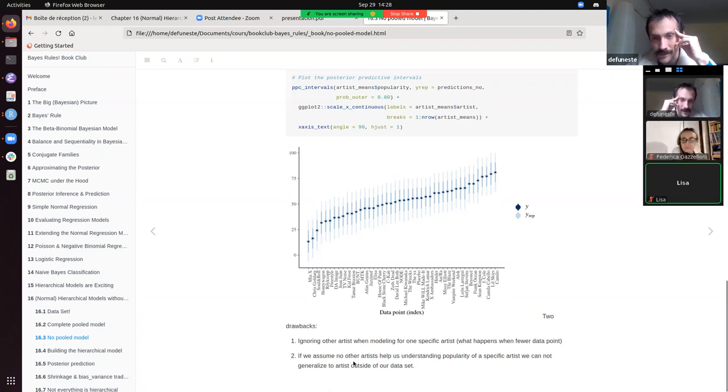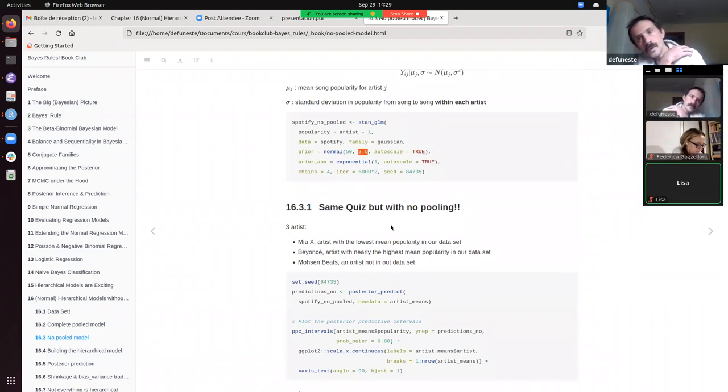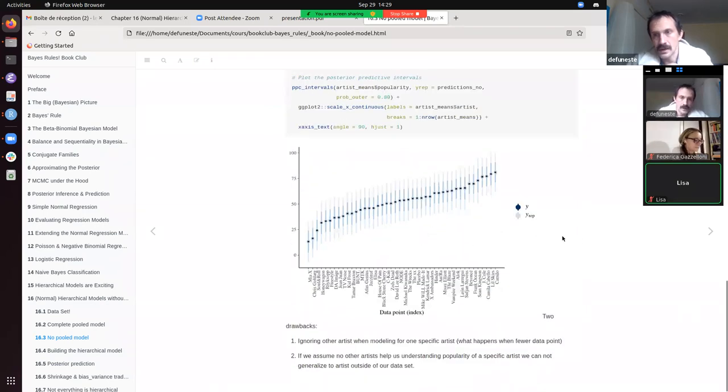Also, we are assuming that no other artists help us understand the popularity of a specific artist, which is a strong point of view. You can make this argument, but it's a strong point of view. So we cannot generalize outside of it, because this is where we start. With this model, we are saying that no song's popularity will influence the others, of other artists, sorry. I don't know if that makes it clear. So yes, this is just the assumption of the model. So we get back to it.